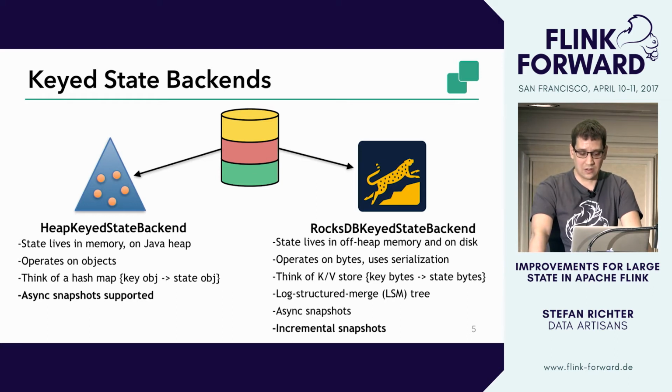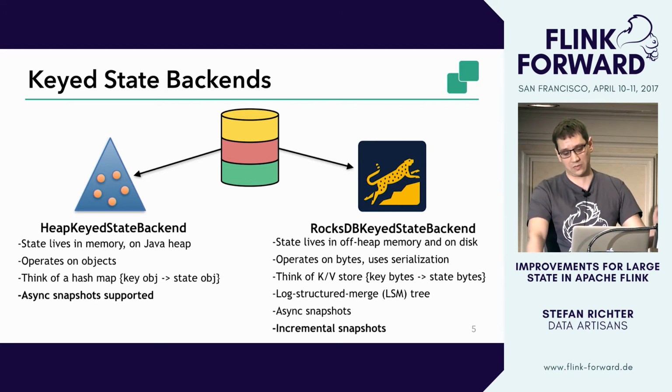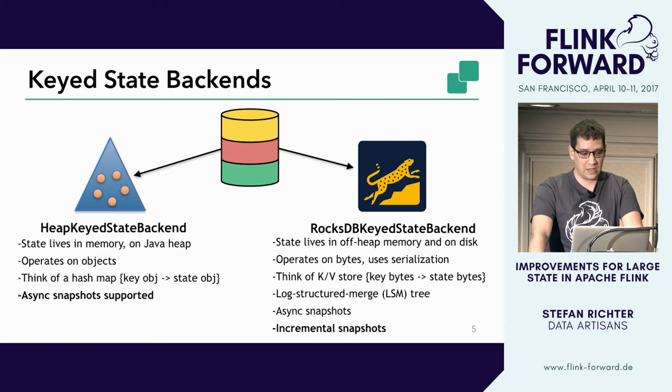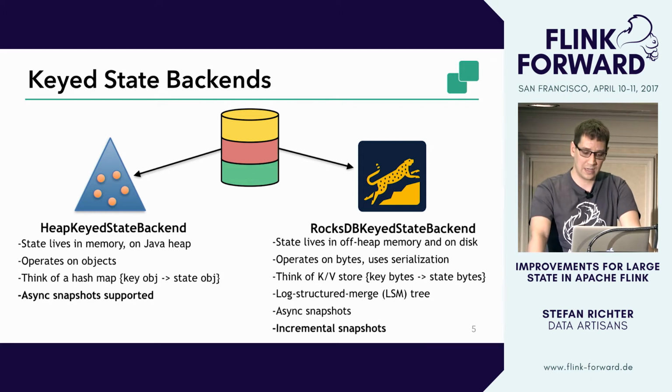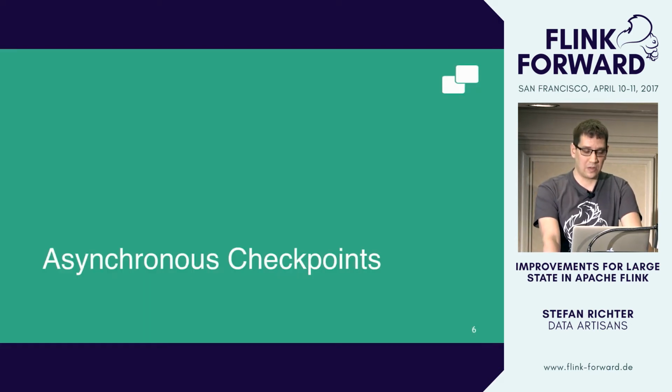And what RocksDB is also natively supporting is asynchronous snapshots. That is also because of how this log structured merge tree works. For the upcoming release, we have 2 new features that we want to introduce. One for the heap keyed state backend, for which we now offer asynchronous support, and incremental snapshots for the RocksDB keyed state backend. So at this moment, I briefly want to talk about the importance of asynchronous checkpoints.